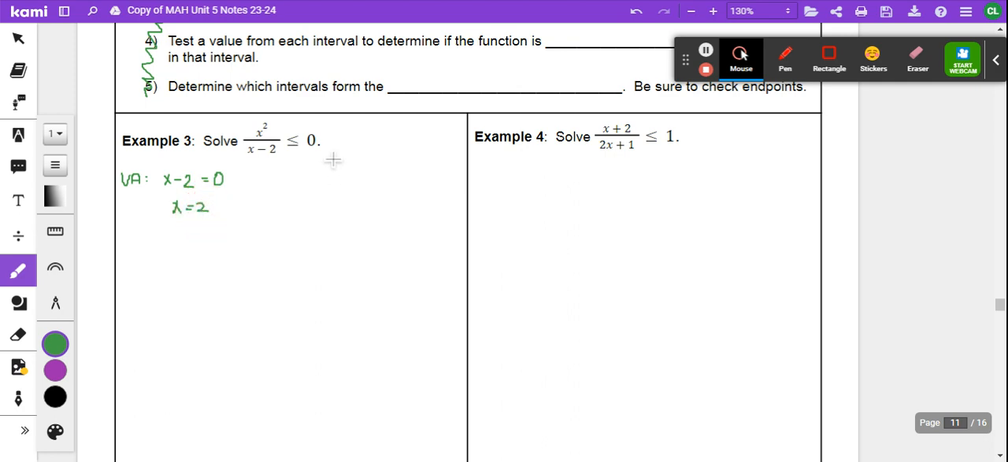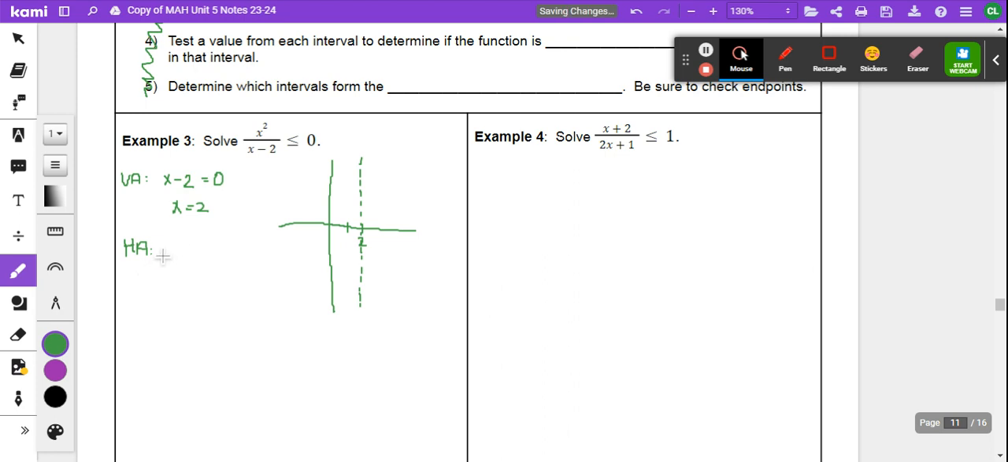And since I have that, I'm going to go ahead and add that to my graph. And this is going to be my vertical asymptote at x equals 2. Okay, let's also do a horizontal asymptote.